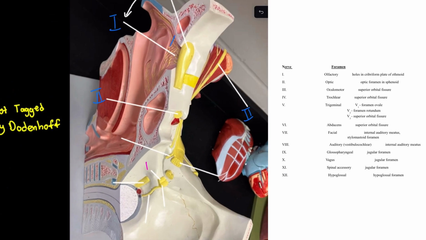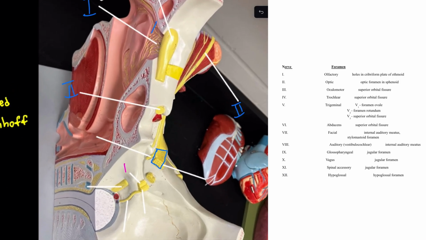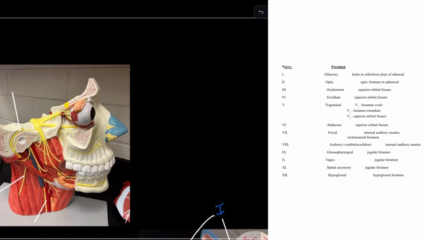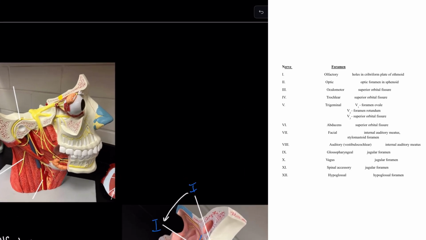The fifth nerve, which is the trigeminal, is this nerve right here. That right there is the trigeminal. You can also see it in this angle too. Right there is the fifth nerve. Now the reason why it's called trigeminal is because it splits into 3 different nerves.